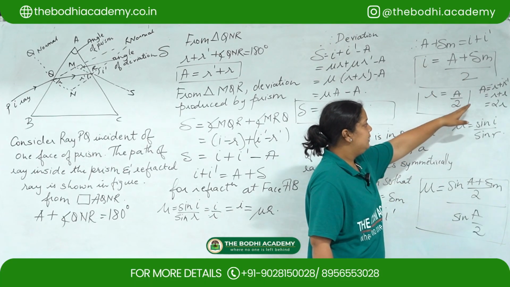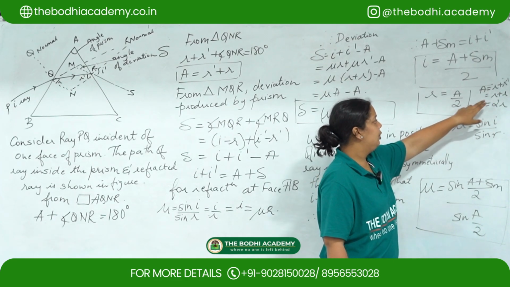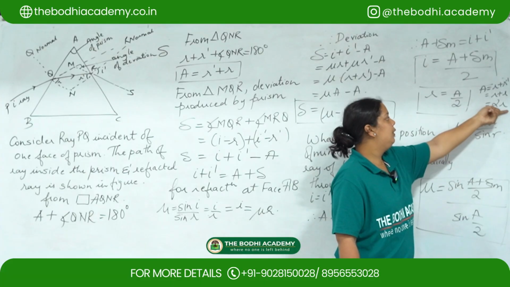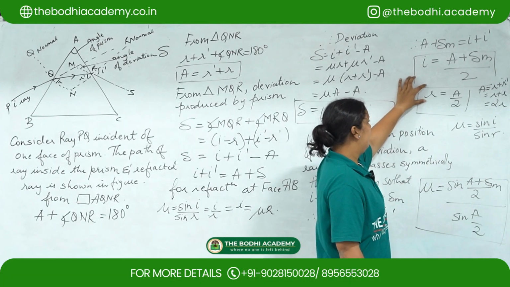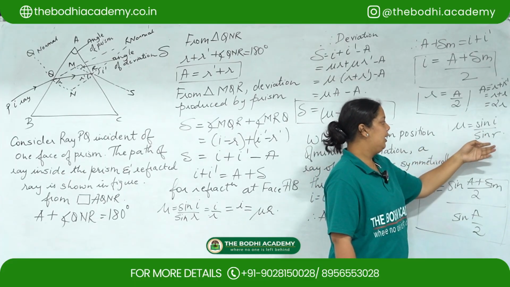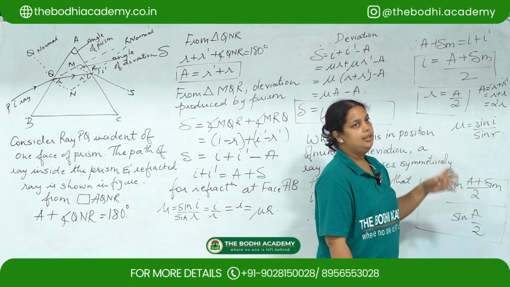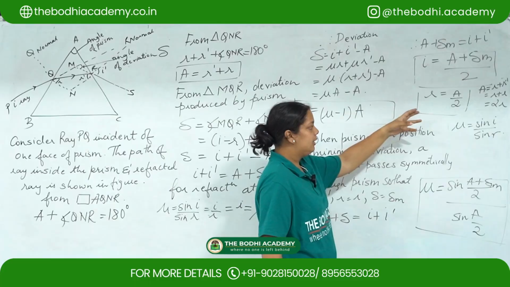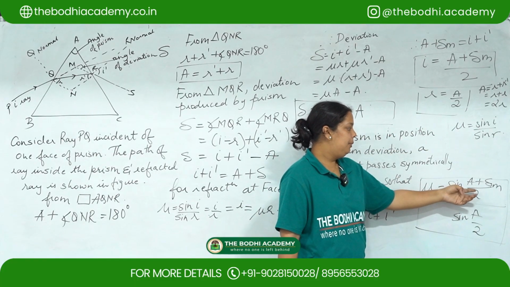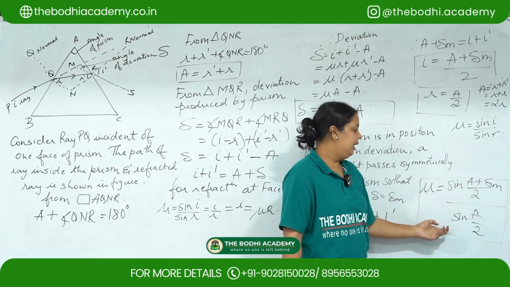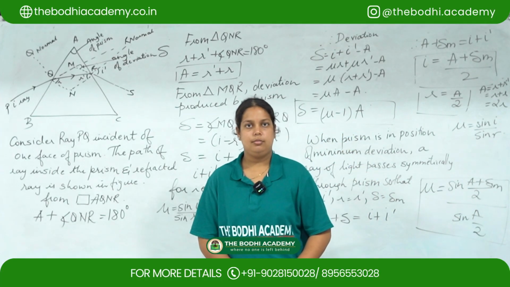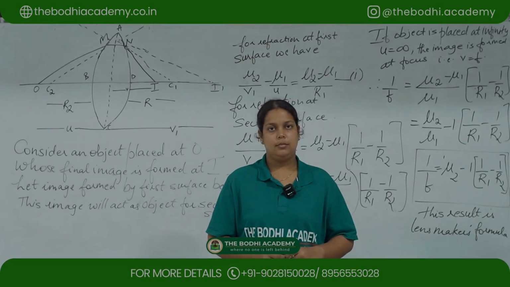So A is equal to r plus r dash, so that is going to be r plus r because both are equal. So we get A equal to 2r. So for that we get r equal to A by 2. So we know that mu is equal to sin i upon sin r. Substituting the values of i and r in this formula, we get mu is equal to sin of (A plus delta M) by 2, upon sin A by 2.